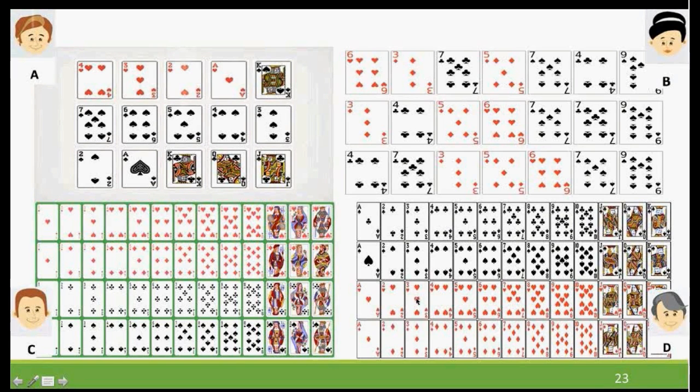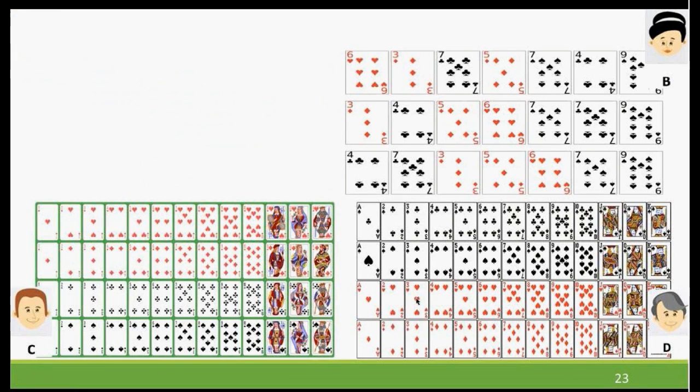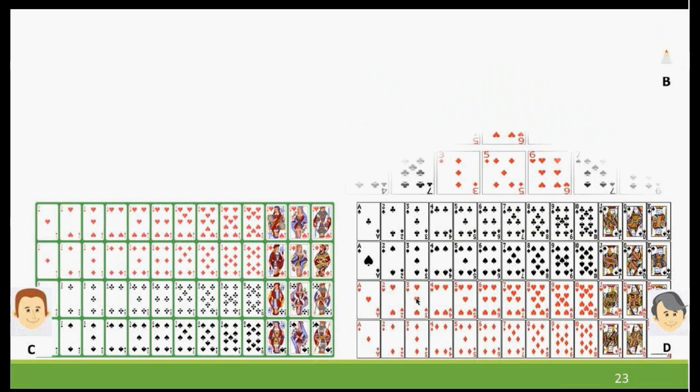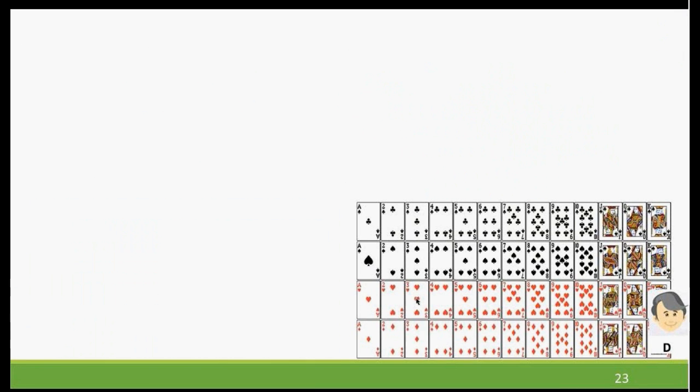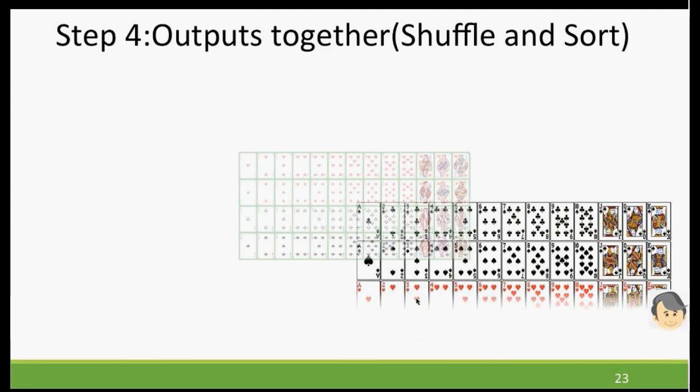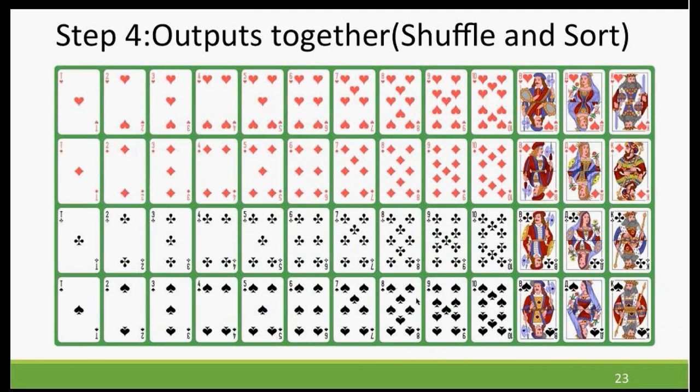So that's the way we'll first take A's card, merge it with D, B's card set, and finally D, and this would be the resultant output. They all would be organized into a certain pile, in one single pile, and that's the output together. And this organization of all these piles is what we call the shuffle and sort phase in the MapReduce world.